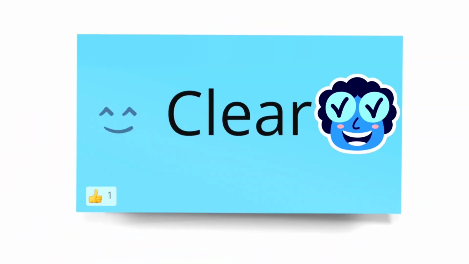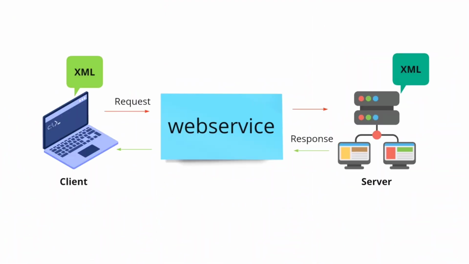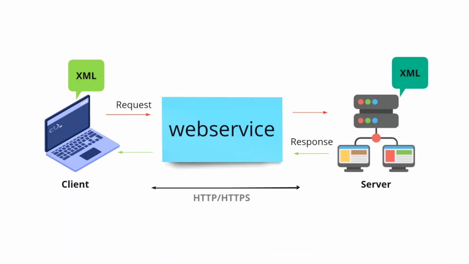Now let's understand in which format this communication is happening. Whenever a client makes a request, it's in XML, and whenever the server responds back, it's again in XML. And XML is nothing but extensible markup language. Now, the protocol used throughout this communication is HTTP or HTTPS.